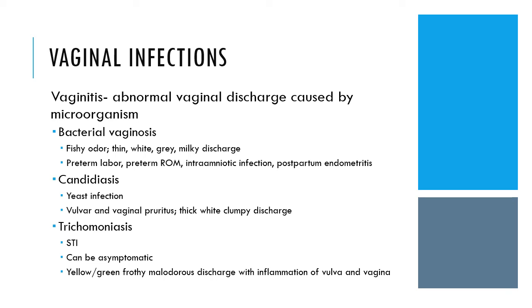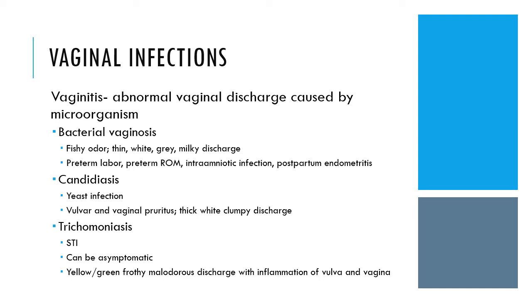Some vaginal infections that we're going to talk about. So vaginitis in general is any abnormal vaginal discharge caused by a microorganism. So we're going to talk about some different microorganisms that cause these vaginal infections, or cause vaginitis.